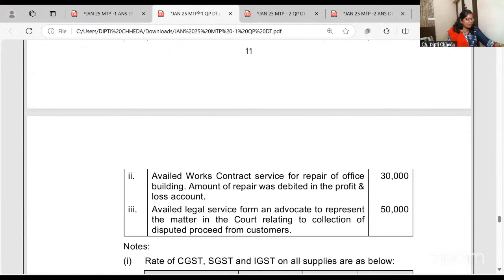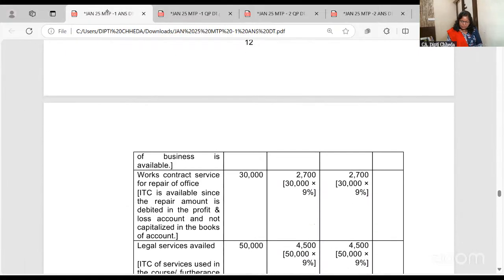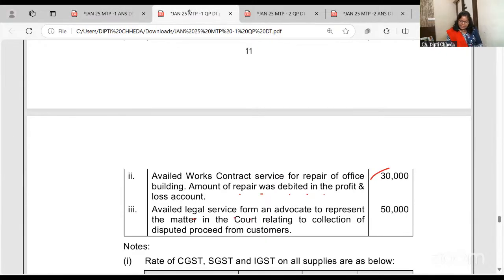Availed works contract service for repair of office and the repair amount was debited. ITC is available if you debit it in the P&L. If you would have capitalized, you would not have taken. But here you will take. Okay. Next. Availed legal service from an advocate to represent. Superb, RCM. Very well. Legal service from an advocate to represent the matter.